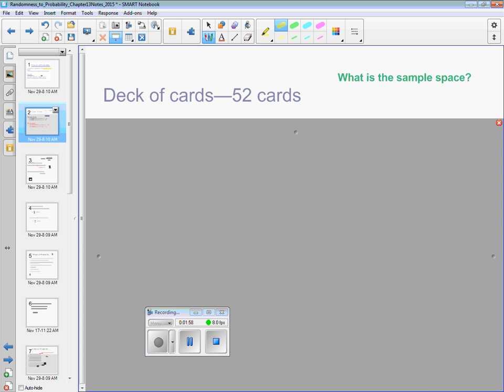What is the sample space of a deck of 52 cards? We have to list them all out. Your test is going to be out here, baby.